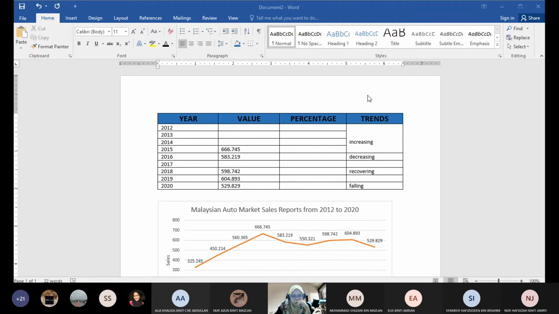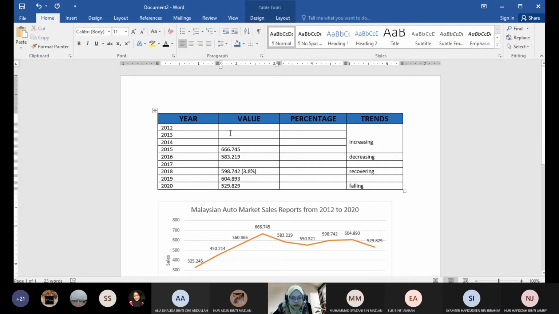Sekejap I nak tengok dia ada recovering kepada tambahan 3.8%. So kita kena cari in 2017 tu tambahan 3.8% tu berapa. Okay. Tak apa. Sini I kena buat 0.8%. Okay. Alright. So 2018 recovery. 2019 dia ada sebut berapa. And 2020 dia kata memang menurun. Okay. So falling.